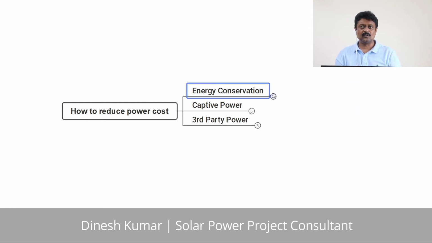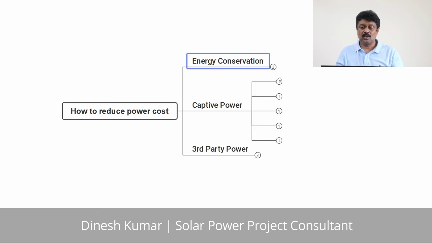Once you have conserved the energy, the next thing is the cost of electricity which you are paying. First we are saying reduce your consumption. Second, reduce the cost of procurement of the electricity itself. We can do that by having a captive power plant. Captive power plant means that you own a power plant, you produce for yourself and you consume for yourself.